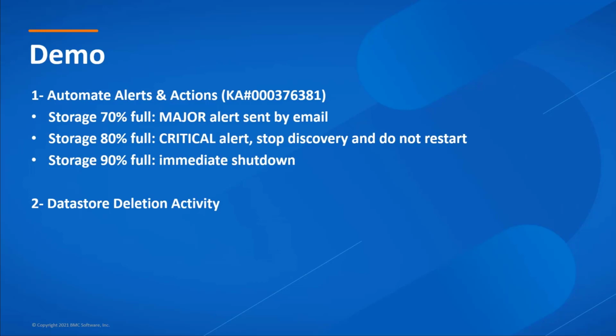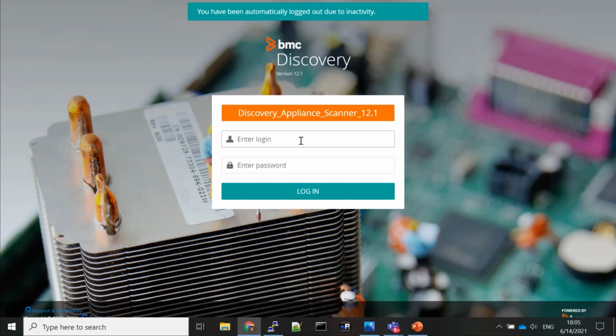In the second part of the demo, we are going to review how to check the data store deletion activity. We are going to execute the steps that are documented in the knowledge base mentioned in the previous slide. To do that, we are going to configure discovery to send email, take actions, and then we are going to set the thresholds to make discovery work as we want in case of disk issues.